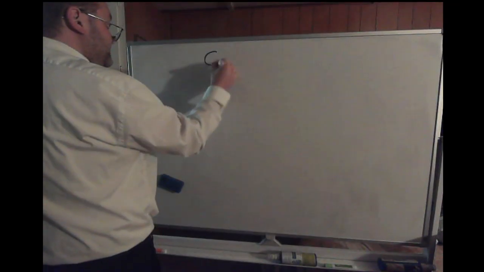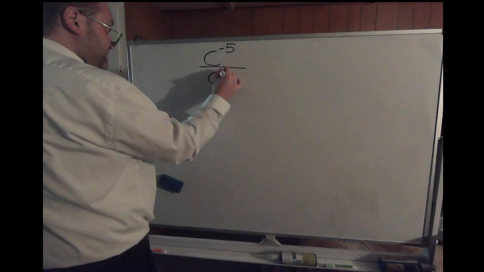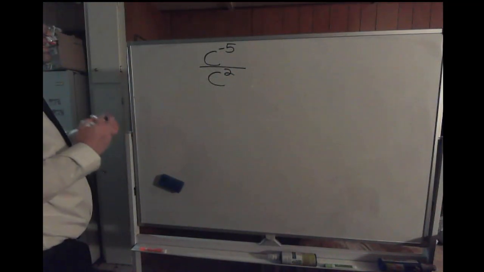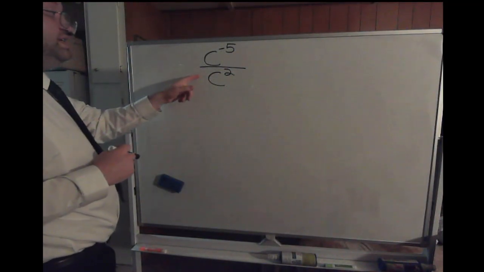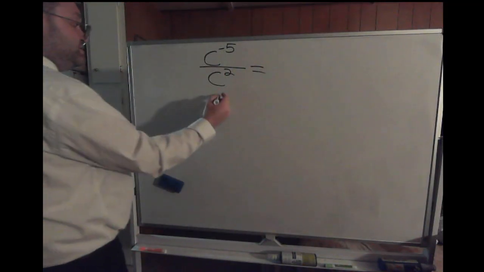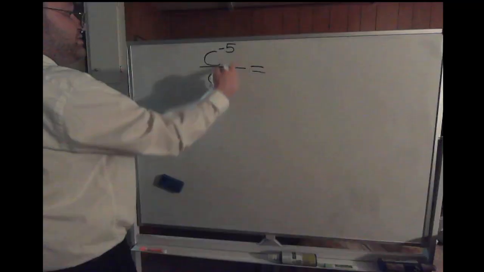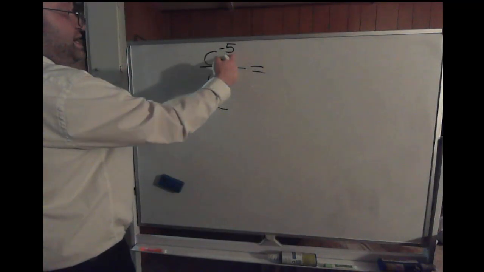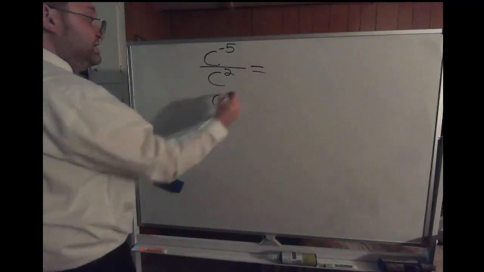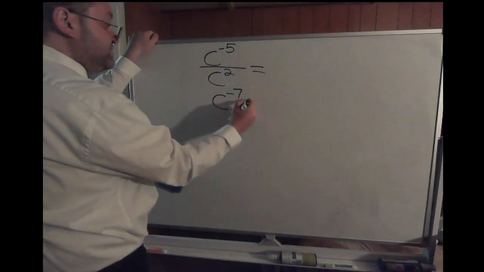Alright, we have c to the negative 5th over c to the 2nd. So c to the negative 5th over c to the 2nd. Well, again, we have the same base, so you keep the base. Now you have negative 5 over 2, so that'd be negative 5 minus 2, which would be c to the negative 7th. So now we have c to the negative 7th power.